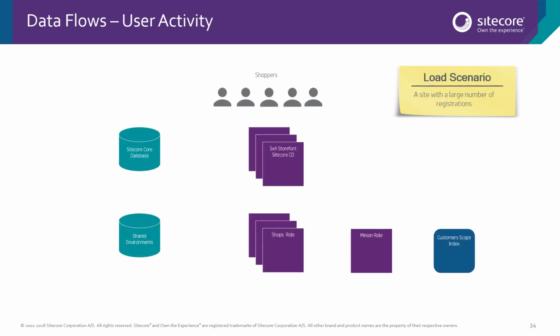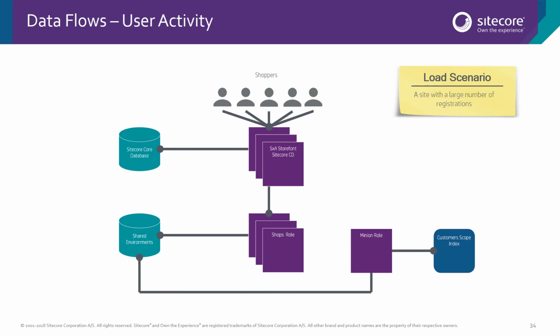So, as with previous diagrams, how does a large amount of load affect this? Well, a site with a large amount of customer registrations would experience load on the following architecture entities: their SXA storefront content delivery instances, the Sitecore core database, the shops and minion roles, the shared environments database, and also the customer scope index. So you'd have to scale those out to match the load as required.